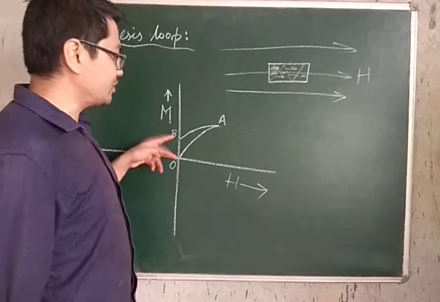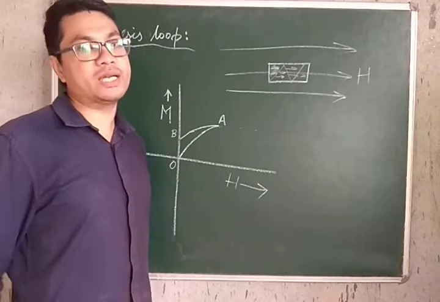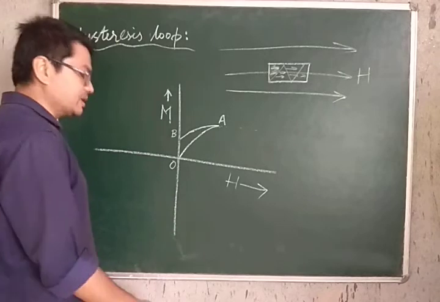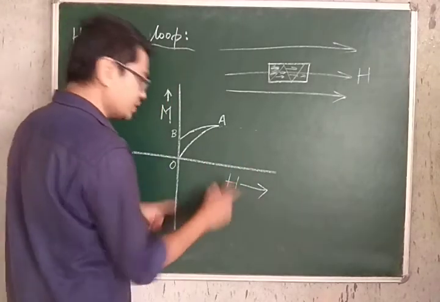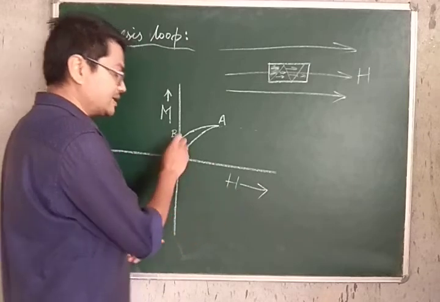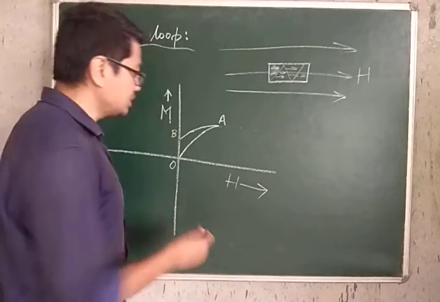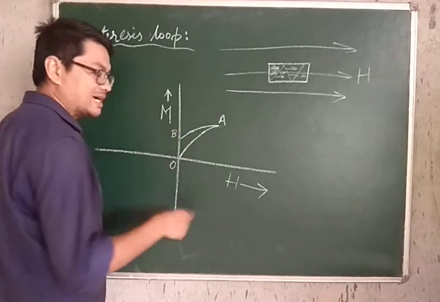This property of the ferromagnetic substance is called retentivity. R-E-T-E-N-T-I-V-I-T-Y, retentivity. The ability to retain magnetic behavior. Then you're not satisfied, because although you remove the external magnetizing field, it has retained magnetic behavior. You're not satisfied with that.